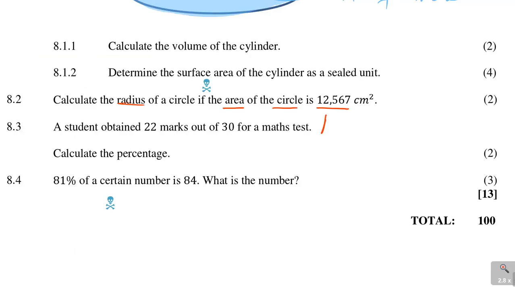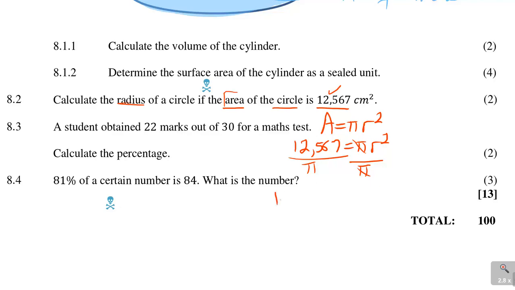Remember, area is pi r squared. They want to find the radius, so they gave you that area. The area is already given, which is 12.567 is equal to pi r squared. So to find r, divide by pi. You do that. So you divide.